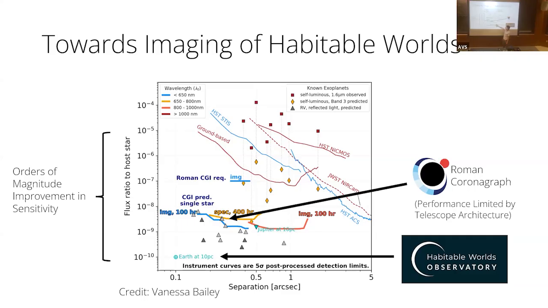So to minimize technical risk and try to understand how to get there, we're building the Roman coronagraph instrument. The Roman coronagraph instrument is hoping to reach performance numbers of about 10 to the minus 8 to 10 to the minus 9 times fainter than its host star. Hopefully basically putting us within striking range, only a factor of 10 away in sensitivity rather than 10 to the 5 away in sensitivity, to build an instrument like Habitable Worlds Observatory.